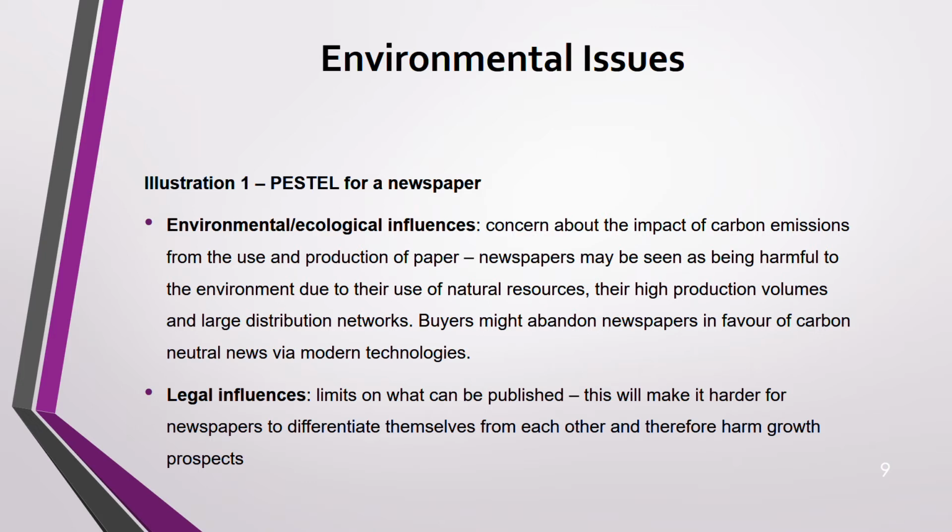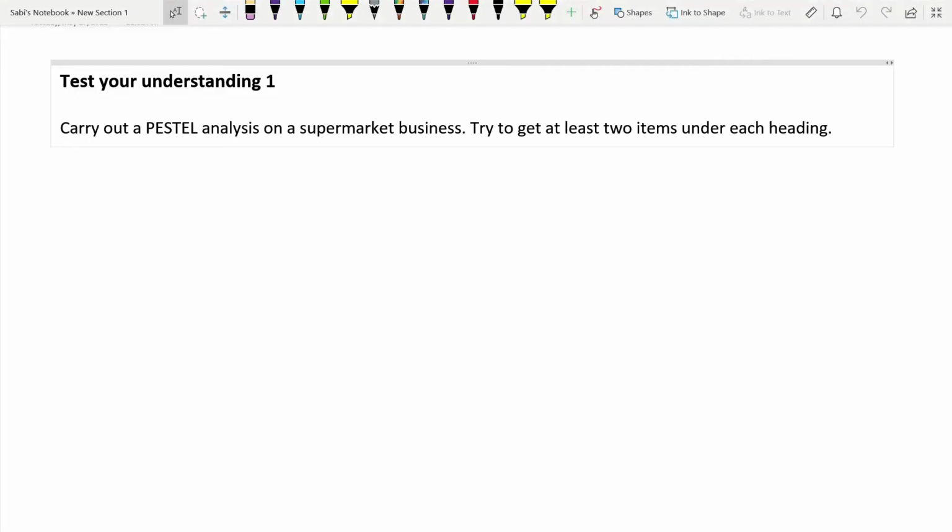So now let us do a question to test understanding, where we are going to carry out a PESTLE analysis on a supermarket business. Try to get at least two items under each heading. You can write your answer in any order, but it is better to go by the order that is given to you: PESTEL. So let's start with the political factor first.